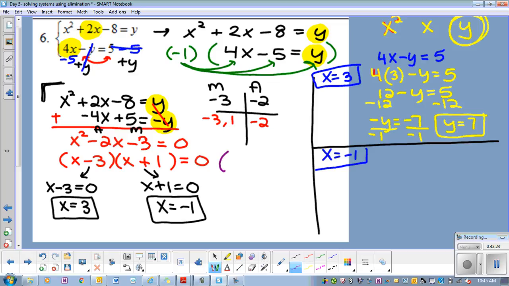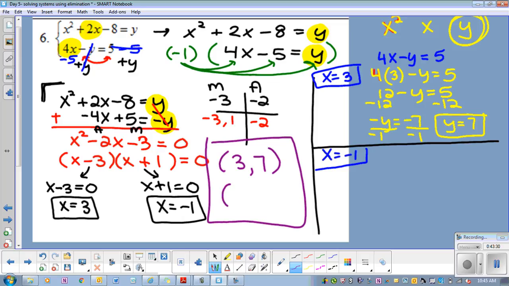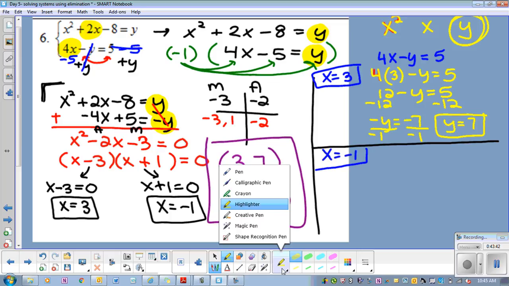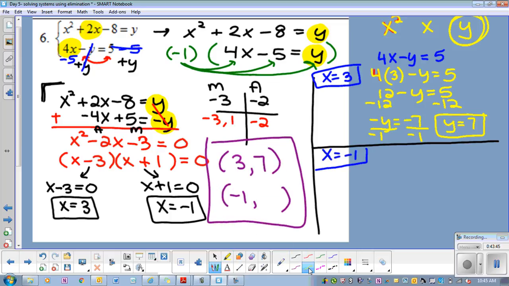So that means when I have 3 as my x, my y is 7. So here's 1. I gotta find the other y for when my x is negative 1, right? So let's do the same thing. Let's plug it into the second equation: 4x minus y equals 5. Plug in x equals negative 1.